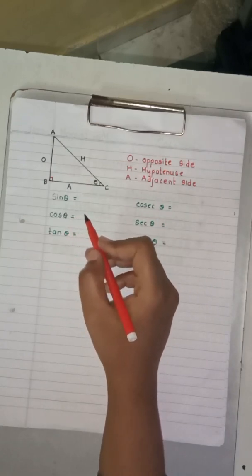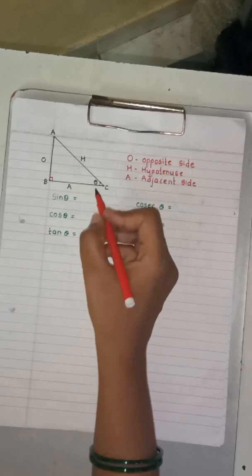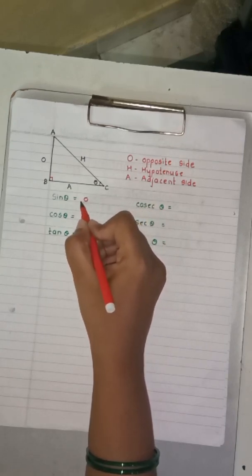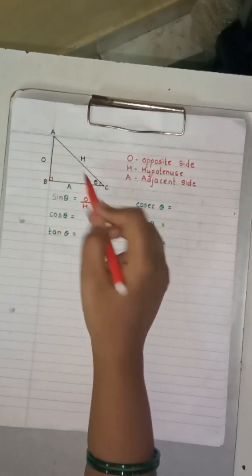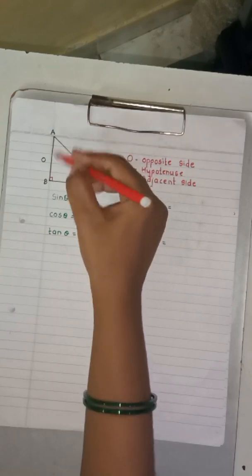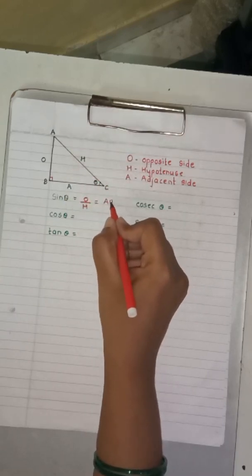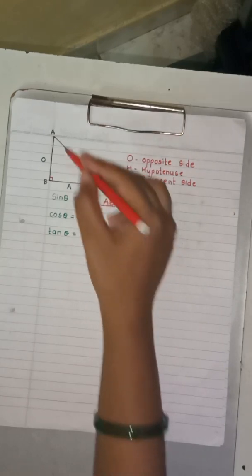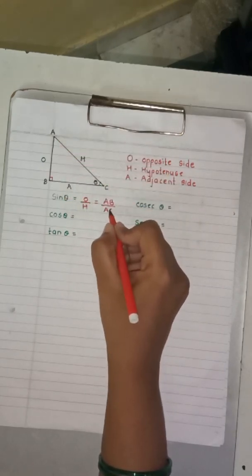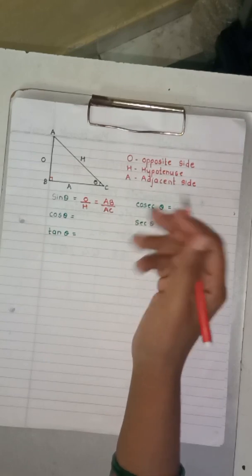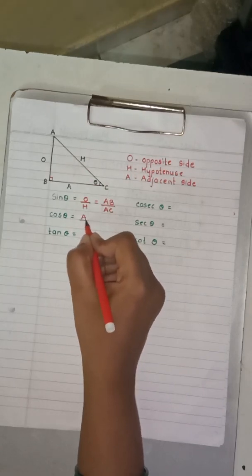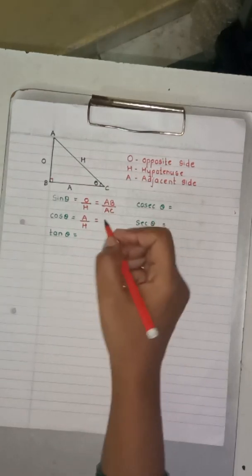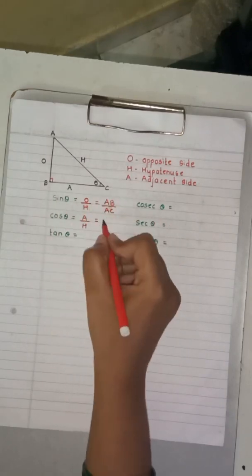So what is sine theta? Sine theta is opposite side upon hypotenuse. What is the opposite side? Opposite side is AB and hypotenuse is AC. Now cos theta. What is cos theta? That is adjacent side upon hypotenuse, that means A upon H. Which is the adjacent side? The adjacent side of theta is BC and the hypotenuse is AC.